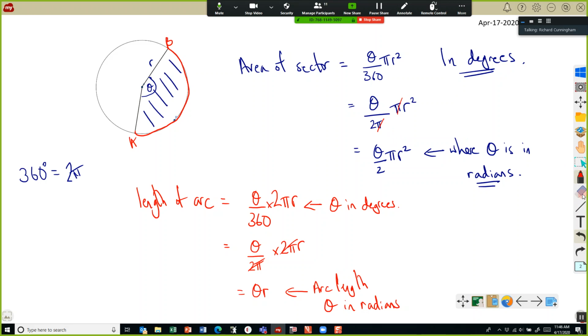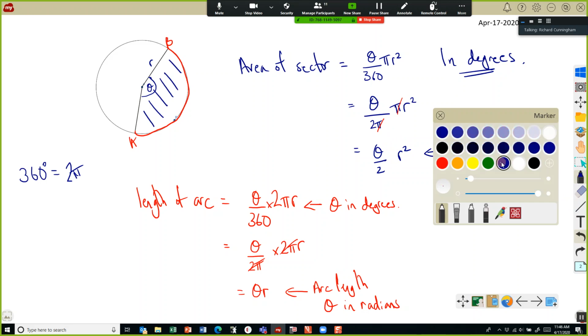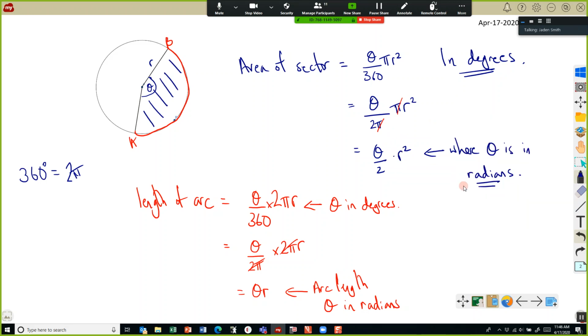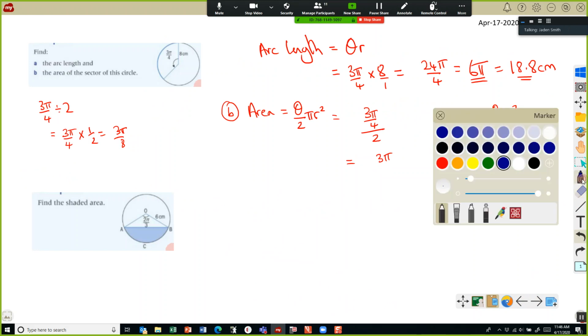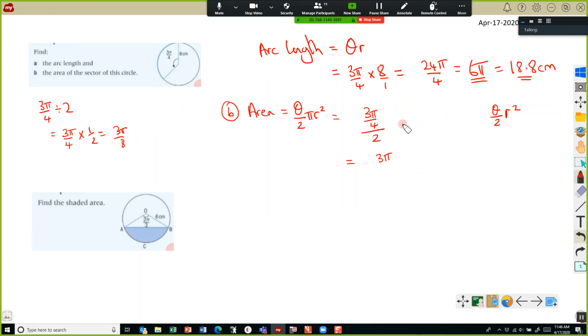The pi's cancel. That is our formula. Okay, the pi's cancel out: theta over 2 times r squared. Sorry about that, I was wondering where I was getting that extra pi from. So that's my theta over 2 times r squared.